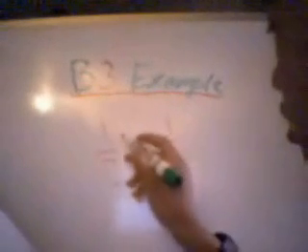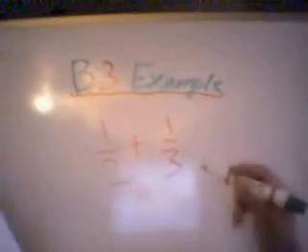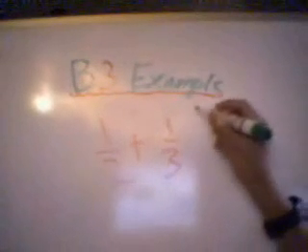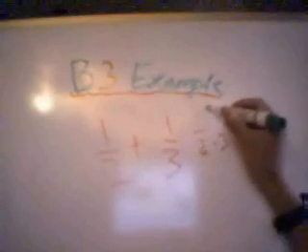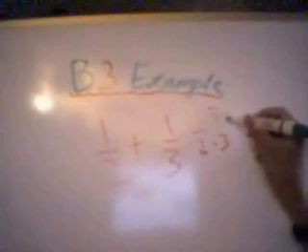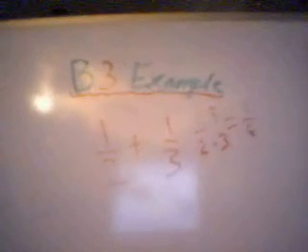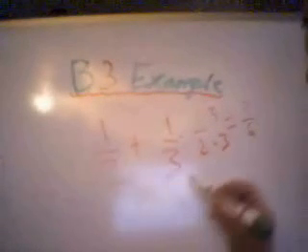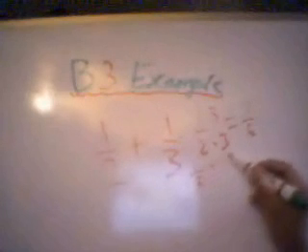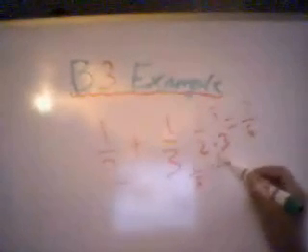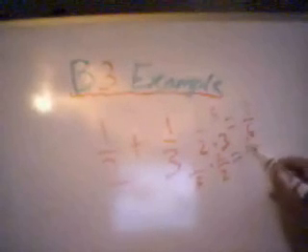So you can change them to making the denominator 6, like so. 1 over 2 times 3 over 3 would make 3 over 6. And 1 over 3 multiplied by 2 up here and 2 down here would make 2 over 6.